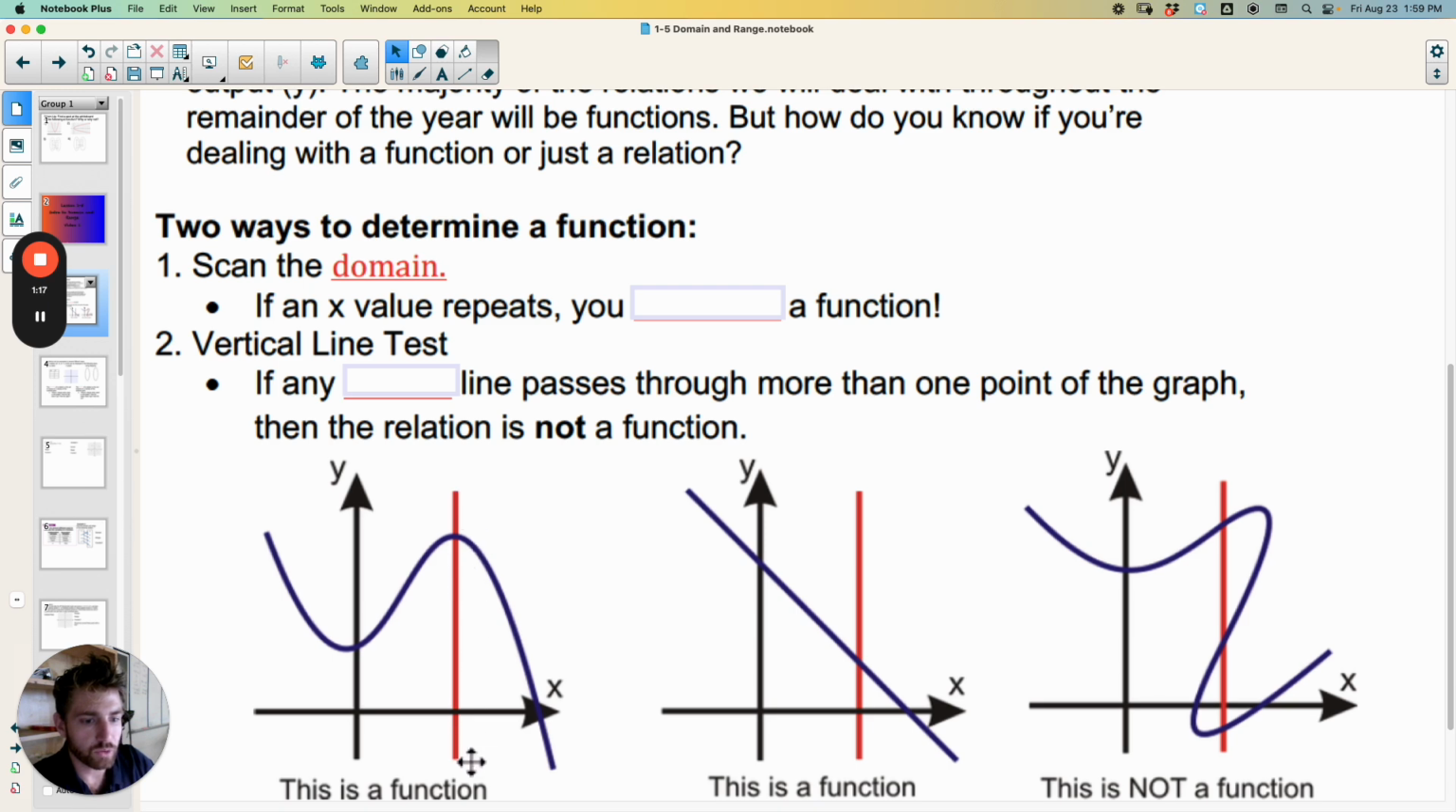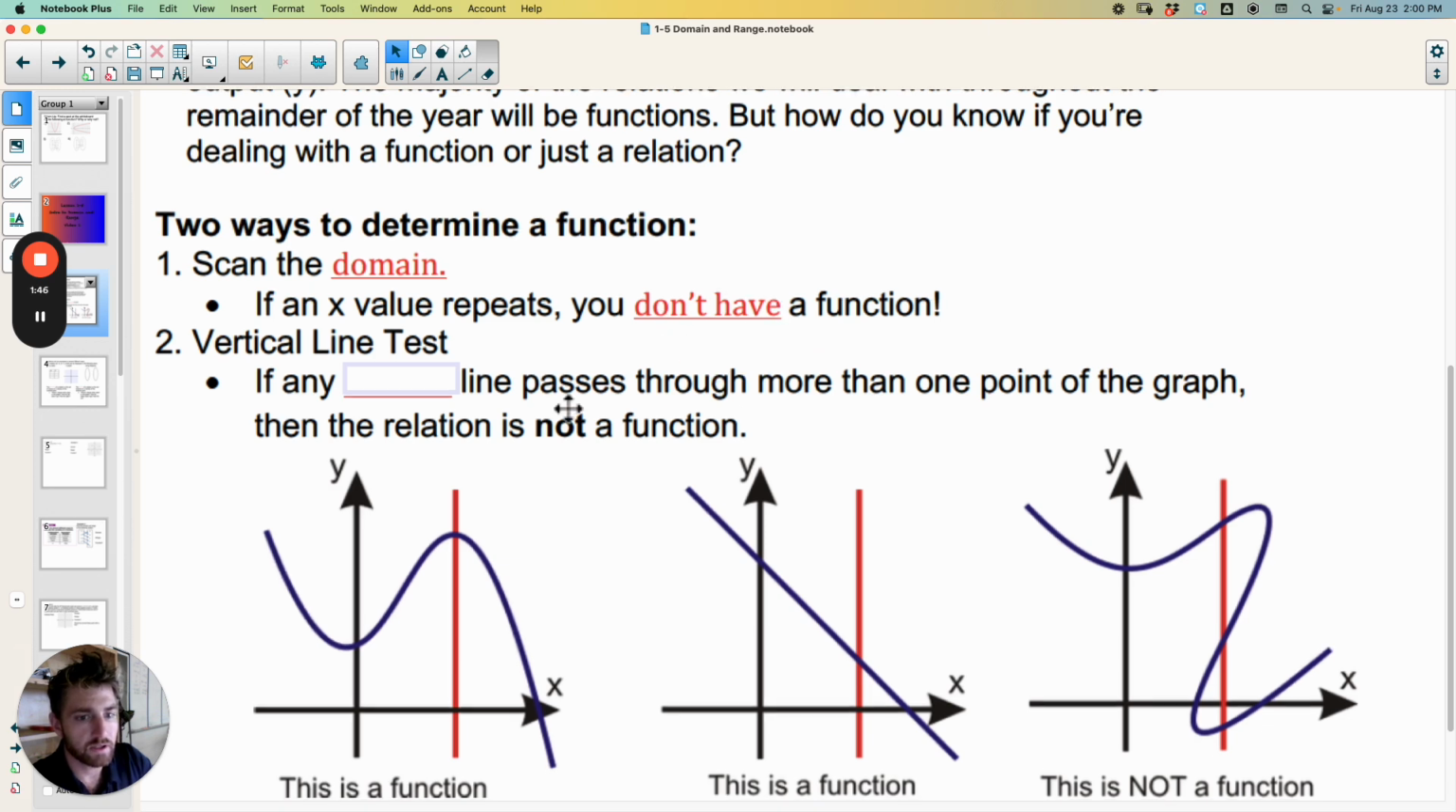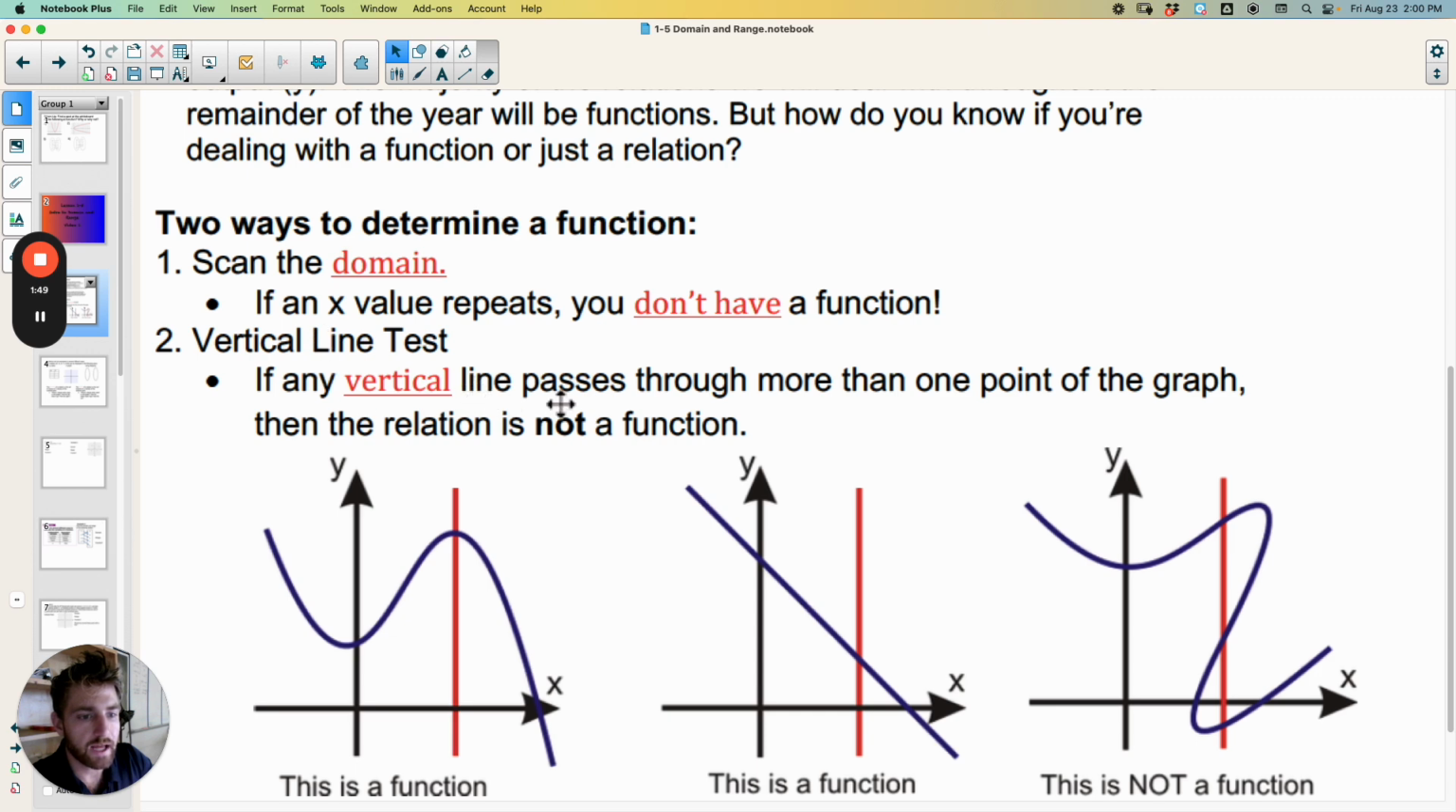Think of this vertical line. It can move anywhere left and right on this graph. And if that vertical line only intersects the graph one time, then it can be considered a function. So it has to pass the vertical line test. So right here it says if an x value repeats, you do not have a function. And if any vertical line passes through more than one point on the graph, like I said earlier, then the relation is not a function.